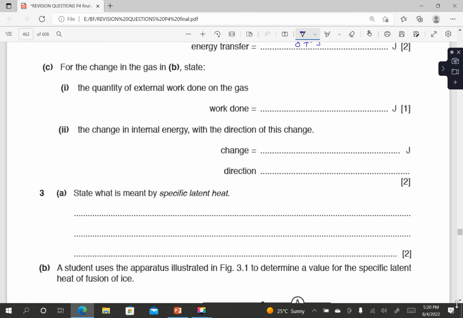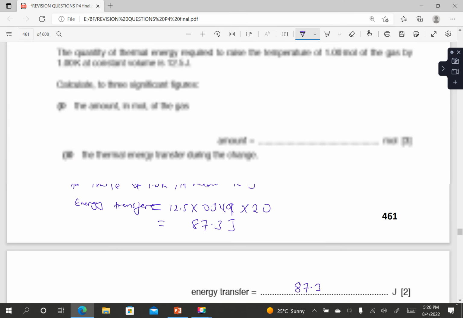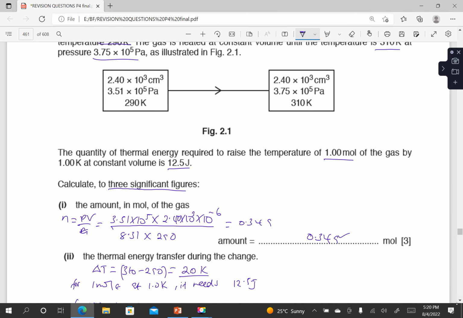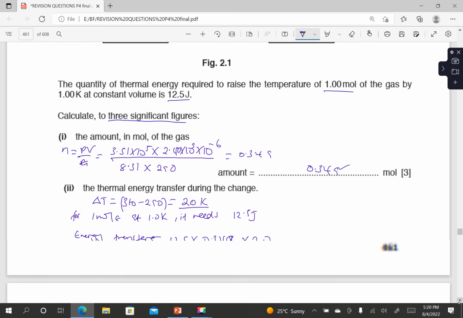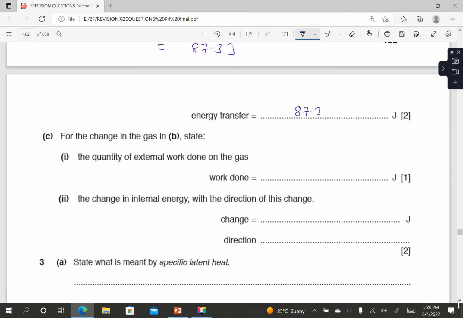Then for the change in the gas in state B, the quantity of external work done. Was there a change in volume? Not really. The volume is constant. Since the volume is constant, work done is equal to pressure times change in volume. Change in volume is 0, so there is no work done. Work done is 0.